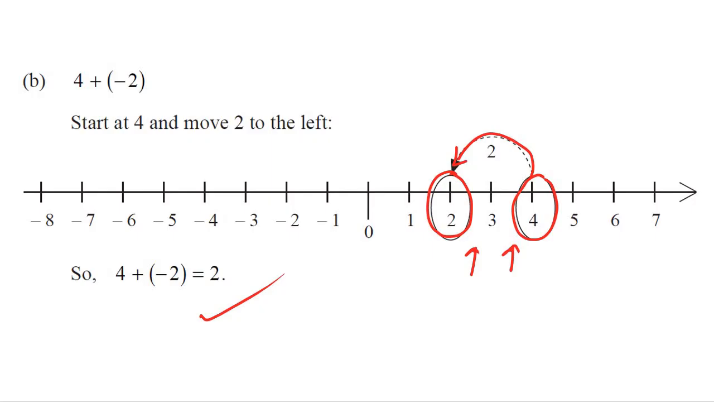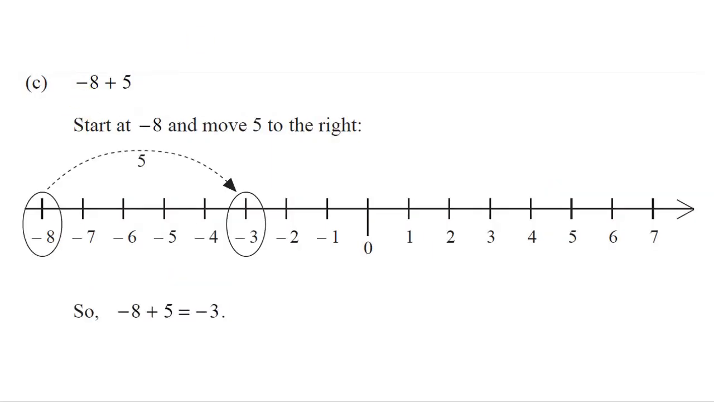Next question, minus 8 plus 5. So you start with minus 8, and remember this is plus a positive quantity. So you have to move to the right side, just like this. And after 5 places, you come to minus 3. So the answer is minus 3.